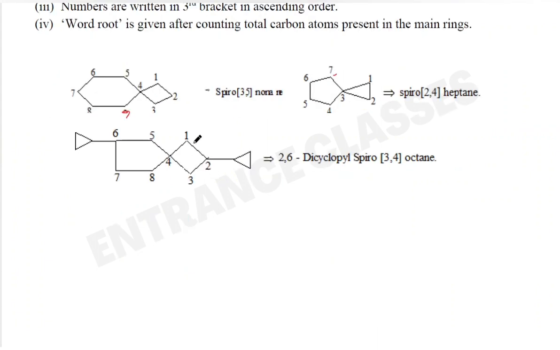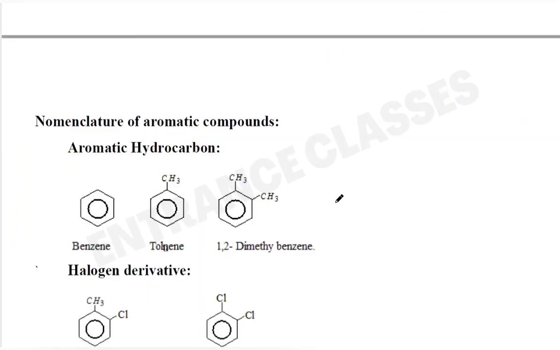Here it will be the smaller ring first. So 1, 2, 3, 4, 5, 6, 7, 8. The 6 position and 2 position are linked with cyclopropane. So 2,6-dicyclopropyl spiro. This is 3 carbon, this is 4 carbon, 3.4 octane.